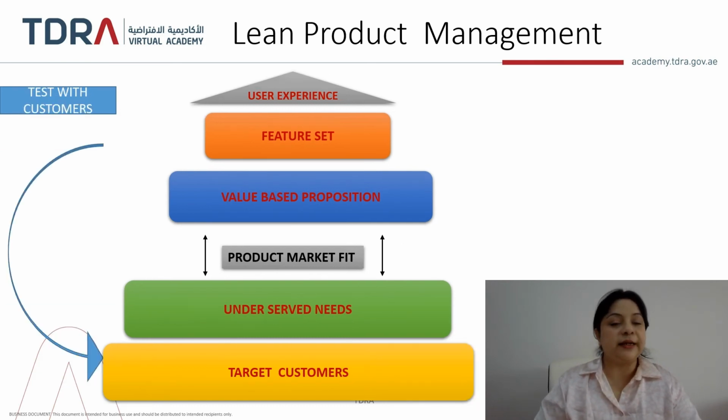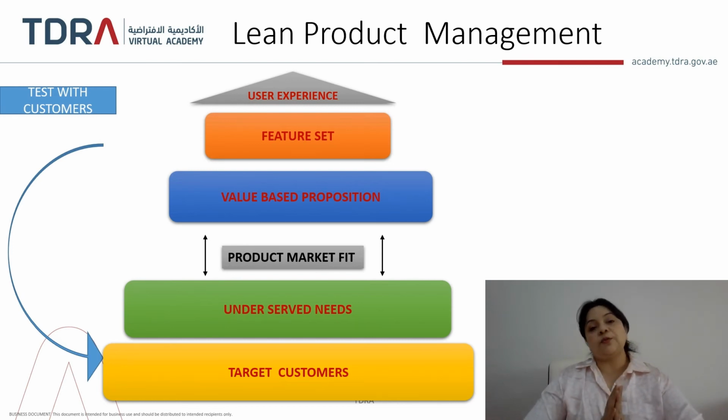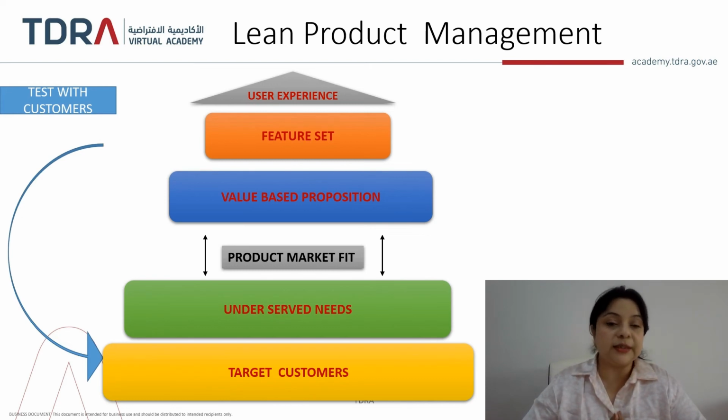When this process is done over and over again, the distance between the market and the product reduces, the value based proposition and underserved needs close their gap, and the correct product market fit is then achieved. So, this is what we call the product market fit. And lean product management actually hopes to close this gap sooner, with less waste, less time, and more innovation involved.